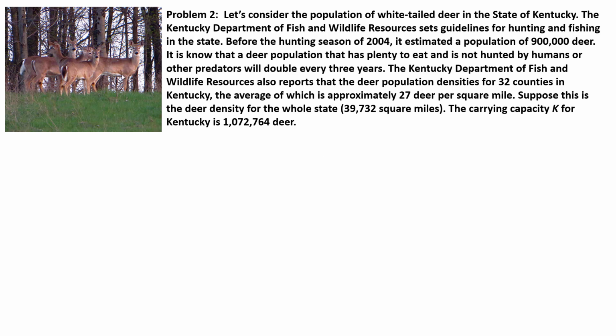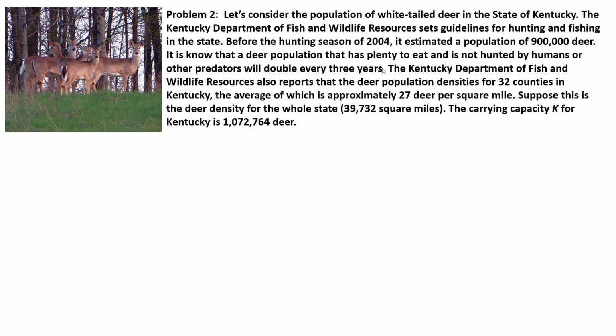All right, so problem 2. Application. This is not going to be pretty because it's an application. We're considering the population of white-tailed deer in the state of Kentucky. The Kentucky Department of Fish and Wildlife Resources sets guidelines for hunting and fishing. Before the hunting season in 2004, the population is 900,000 in the whole state.